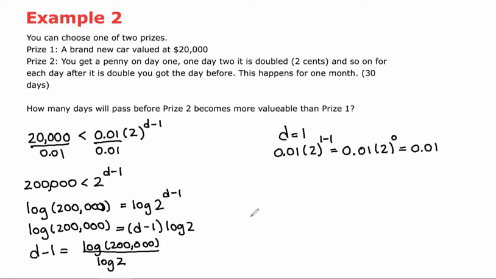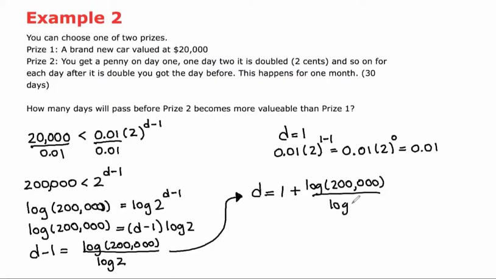And let me talk about a mistake that people usually make when they're first learning how to solve logarithmic equations. This is a logarithm divided by another logarithm. So what you can't do is divide this 2 into the 200,000. That would violate the order of operations. Now the exact answer is I would add 1 to the other side, and I would have 1 plus the logarithm of 200,000 divided by the logarithm of 2.